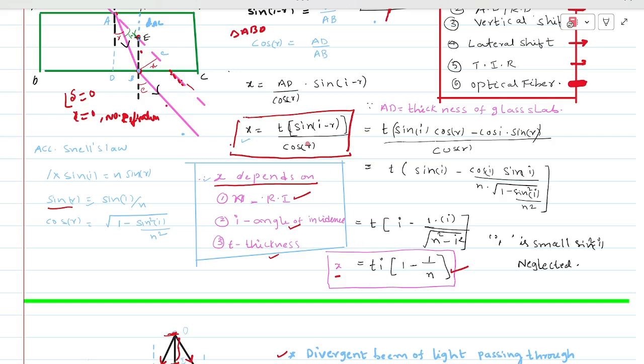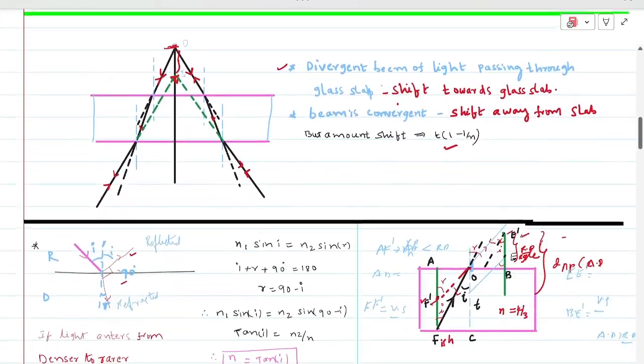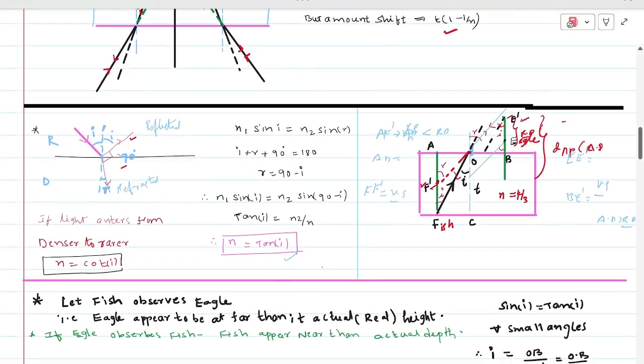Bigger angles means T into sin of (i minus r) by cos r. Small angles means T into i into (1 minus 1 by n), where n is the refractive index and T the thickness of the glass slab. Coming to the apparent depth concept: apparent depth, real depth, and where the image will appear to the person. One application of refraction is the calculation of apparent depth and real depth.